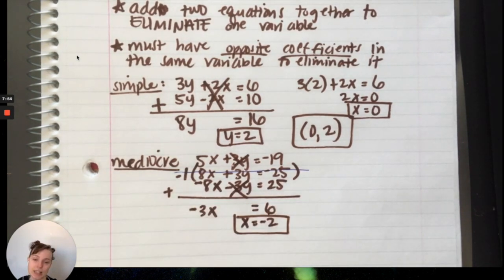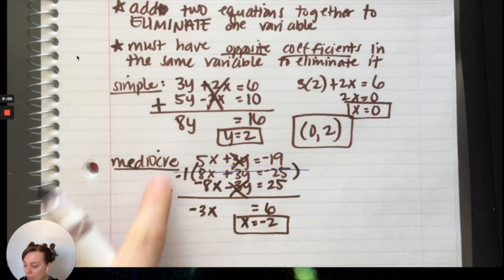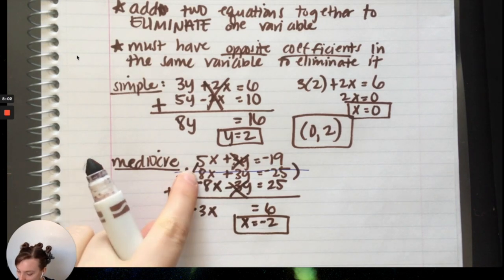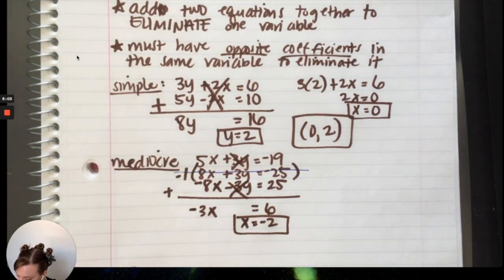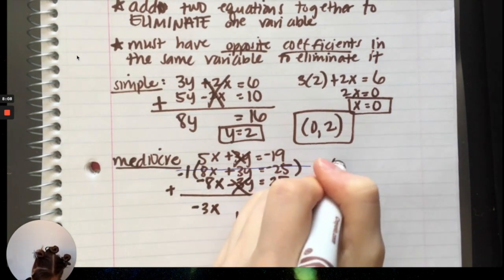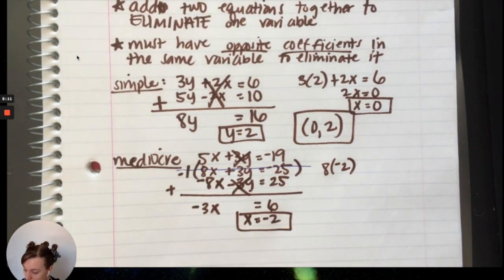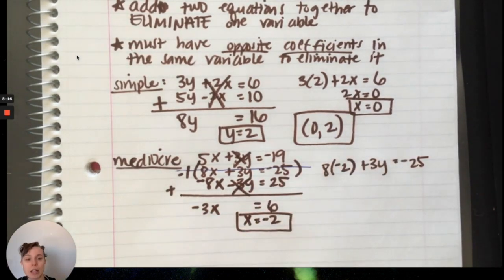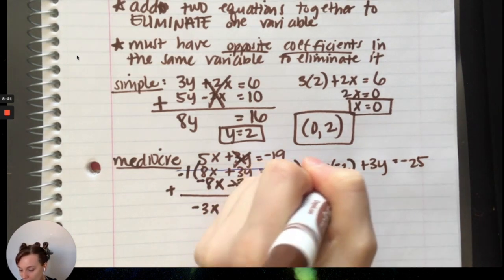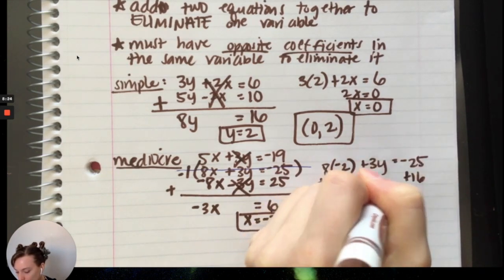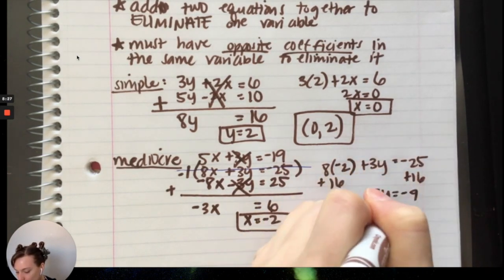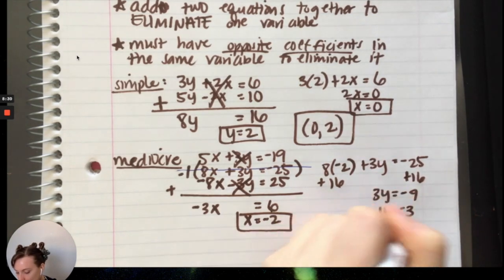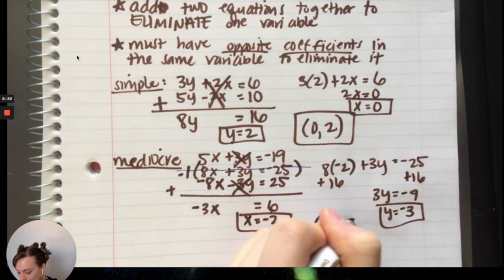Now that I know x, I can substitute that back in to any of the 3 equations. They're all still part of the same system, the first, second, and third. I'm going to do the second just because it's not as crossed out. So I'm going to have 8 times negative 2, replacing it with parentheses, plus 3y equals negative 25. So 8 multiplied by negative 2 is a negative 16. And so if I add 16 to both sides, I get 3y equals negative 9, y equals negative 3. So then my coordinate is negative 2 comma negative 3.